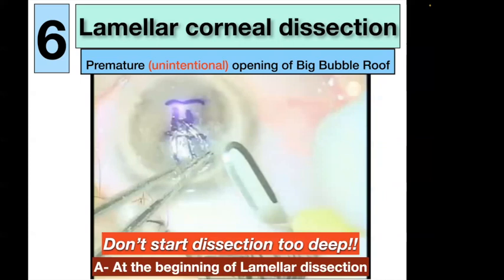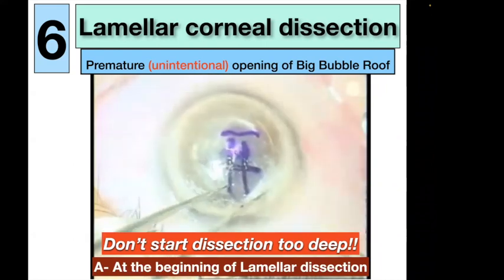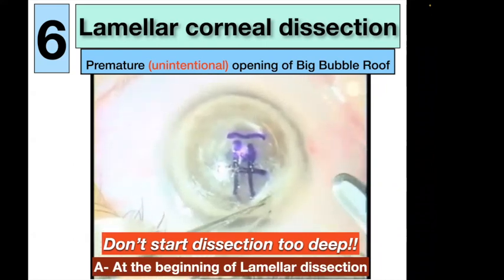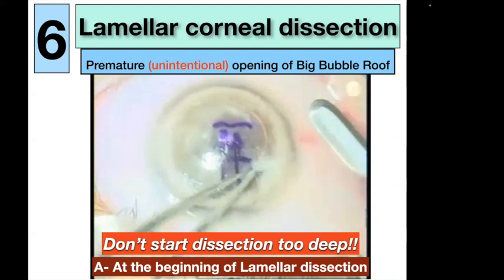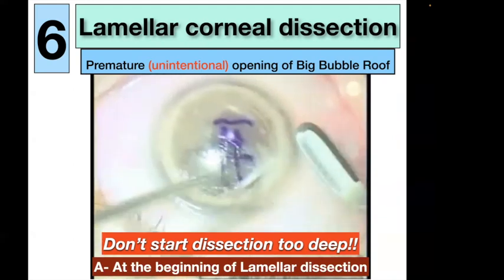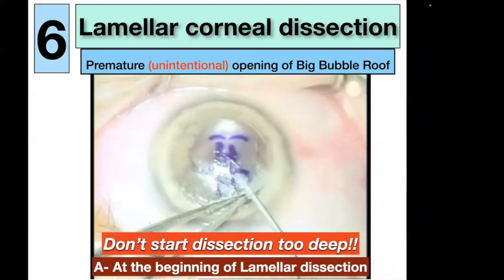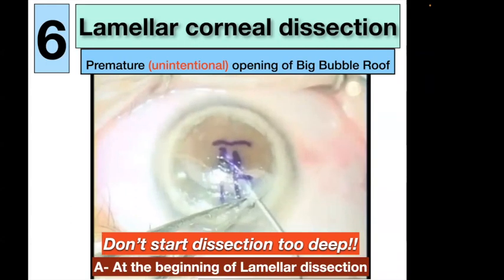It may occur at the very beginning of the section. As you see, this is the very beginning, and look, the bubble has escaped because I have made a perforation of the roof. So this opening of the roof, I call it premature opening or unintentional. Stop, re-inject viscoelastic inside the big bubble space and continue your operation.